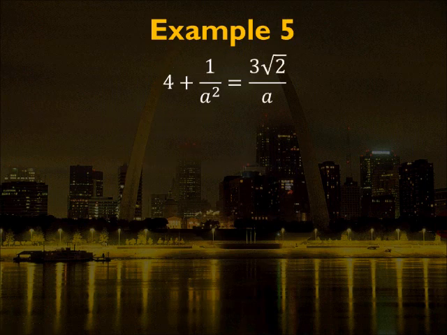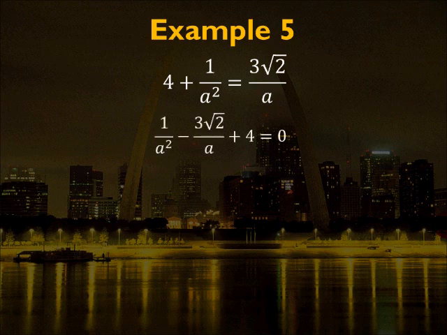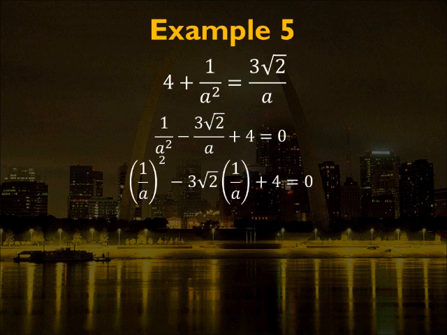Number 5, 4 plus 1 over a squared equals 3 radical 2 over a. I would try this one yourself before you copy down what I write and see if you can solve it. So again, I like to rearrange it in sequence. So we now have 1 over a squared minus 3 root 2 over a plus 4. Again, I'm going to show you every single step. You don't necessarily have to do this when you solve the problem yourself. You will see that this term is 1 over a squared.